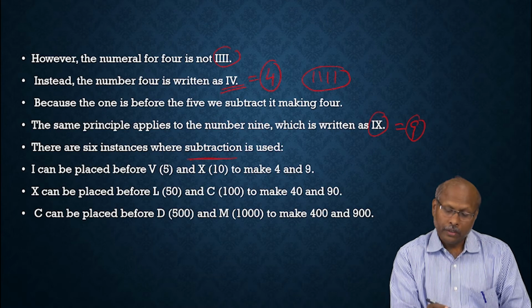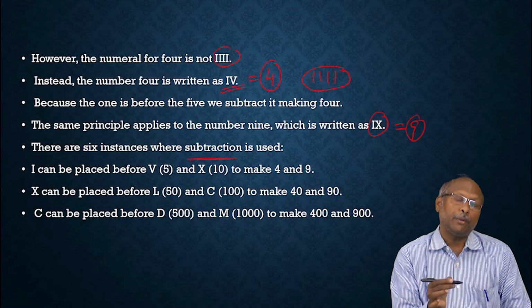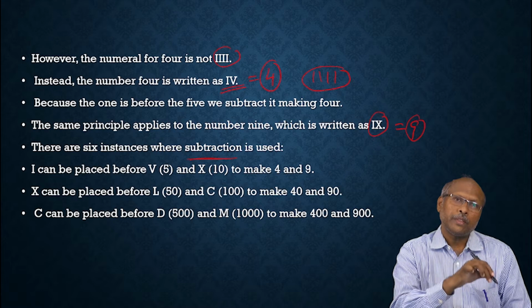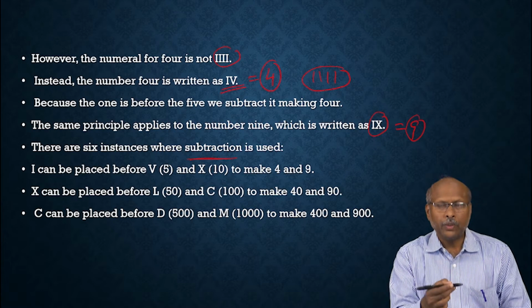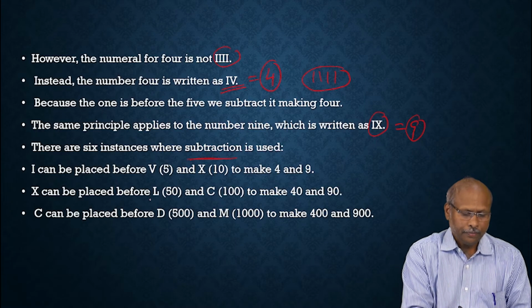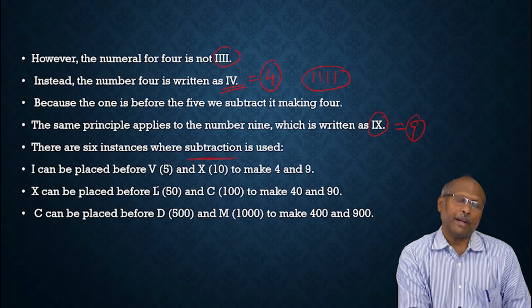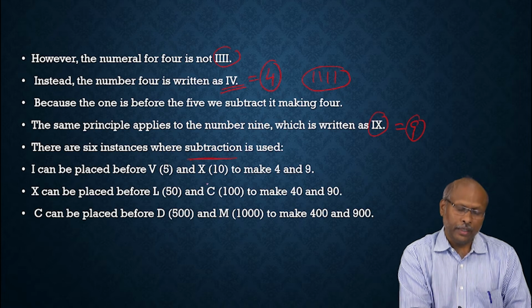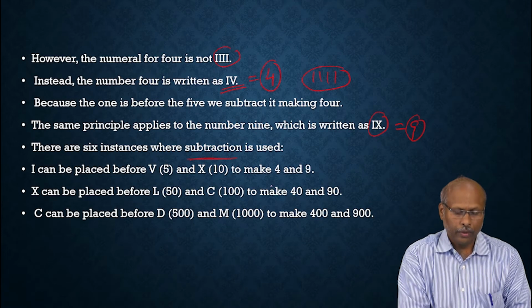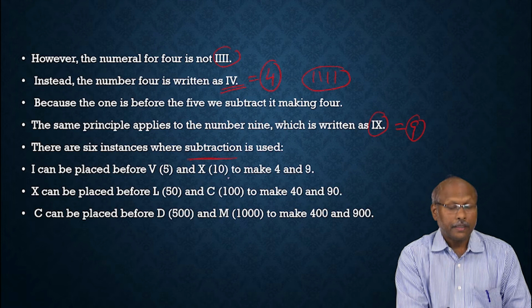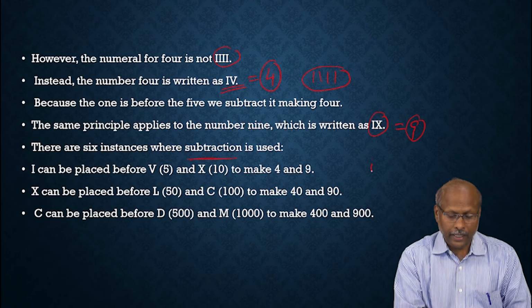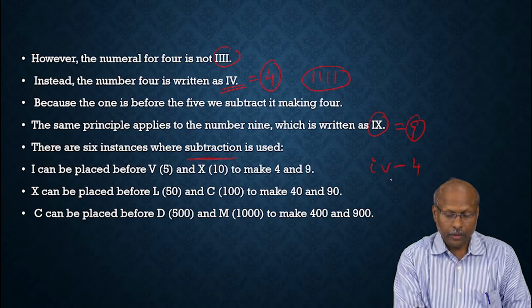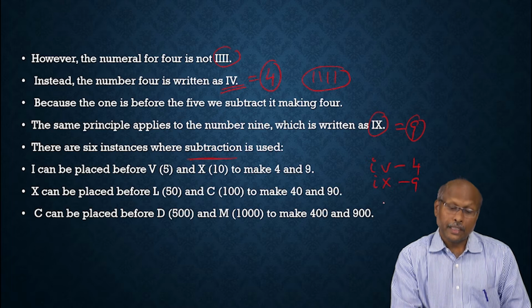In a Roman number, while writing, you must be very careful which letter is to be written before and which letter should be written after. If you know these principles, then you can write Roman numbers. I can be placed before V. If you write I before V, it becomes 4. Similarly, before X, if you write I, it becomes 9. So IV means 4, and IX means 9. These are the principles you should remember.